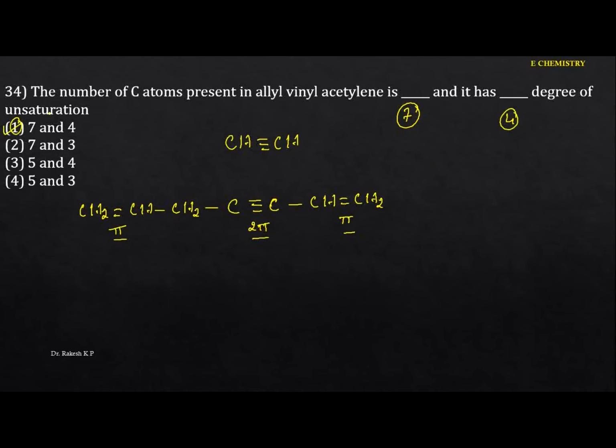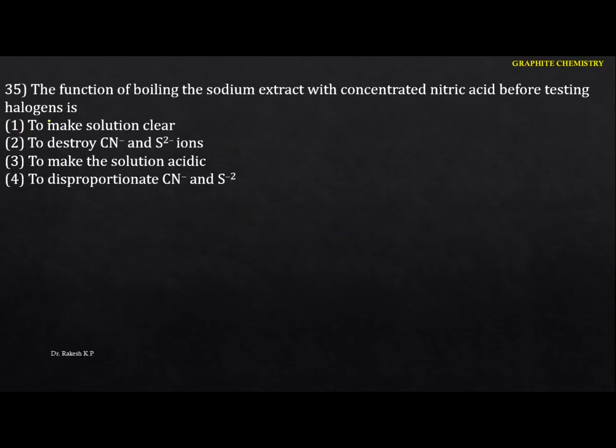Okay, next one. The function of boiling the sodium extract with concentrated nitric acid before testing the halogen is, especially in the Lassaigne's test, for the detection of the halogens here. The first thing is we take a few ml of sodium fusion extract, then we boil it with concentrated nitric acid, then we add silver nitrate. So why are we adding the nitric acid?